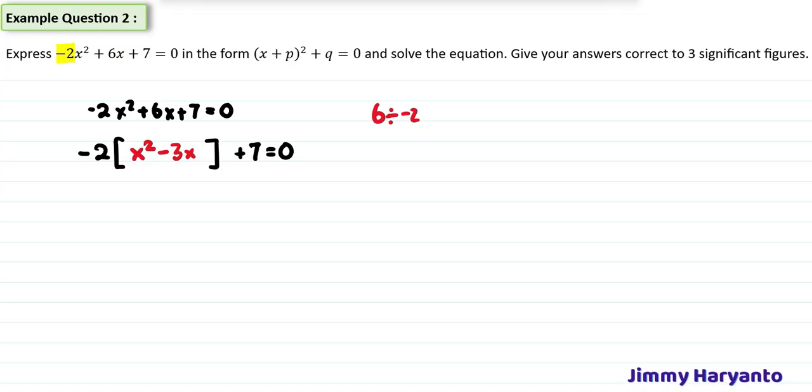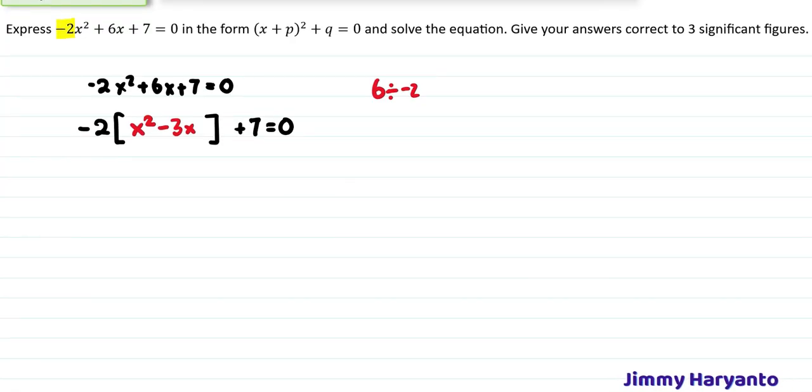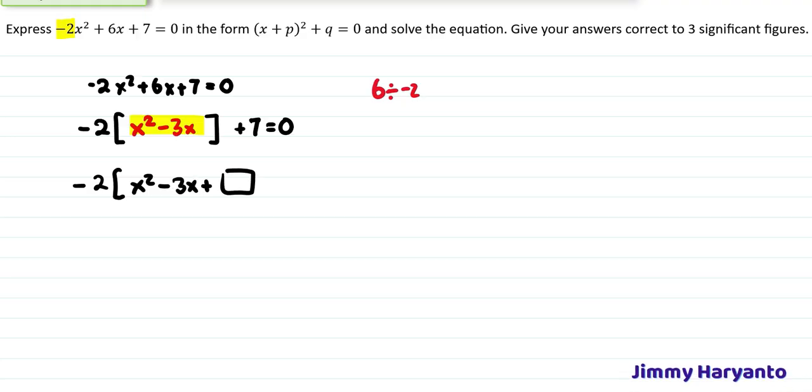Okay, you only have to factorize the negative 2 from the x square and the x only. Yeah, the 7 doesn't have to. And then after this, we will think like the previous numbers. What makes the x square minus 3x into perfect squares? So we have to add something right here to make it into perfect squares.